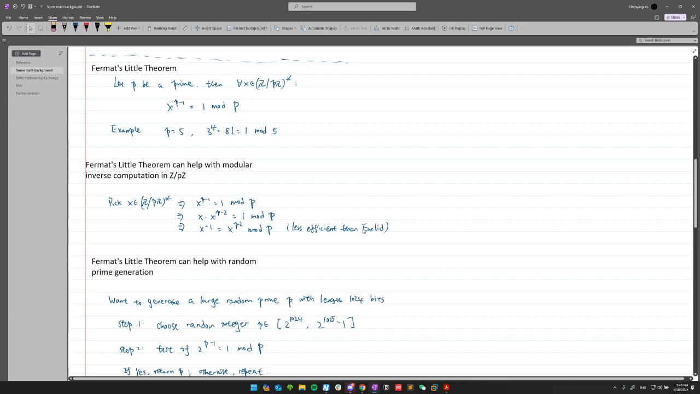In the general case, the extended Euclidean algorithm works for all numbers. With Fermat's theorem, you can only do the mod p case, not mod n in general, where n might be a composite.